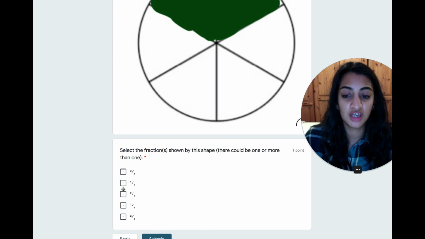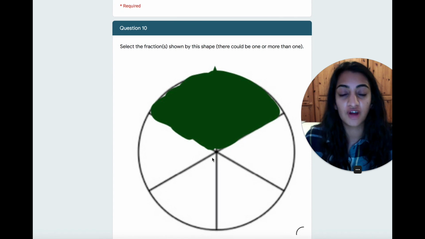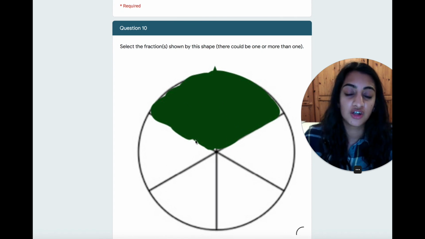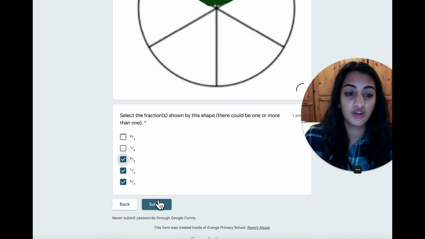So maybe you think it's just one of these answers, in which case you would just click 1. Or maybe you think 2 or 3 of these answers are correct, and you can click all of them. Just look carefully and think about your fractions knowledge. What fraction or fractions are shown by this shape? And then you submit your answer, and that will be the end of the fractions test and the end of your maths lesson.